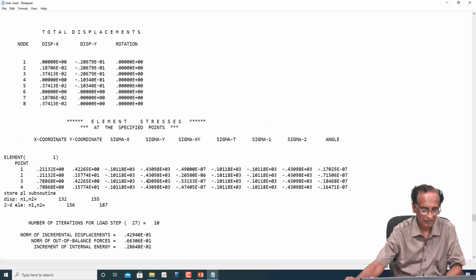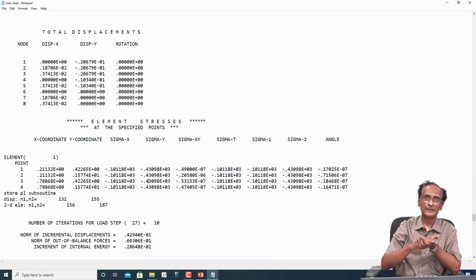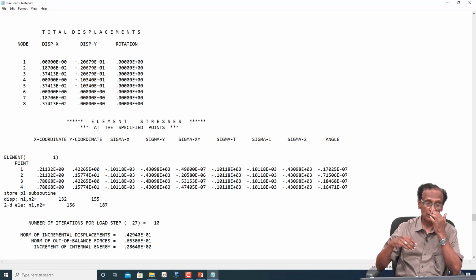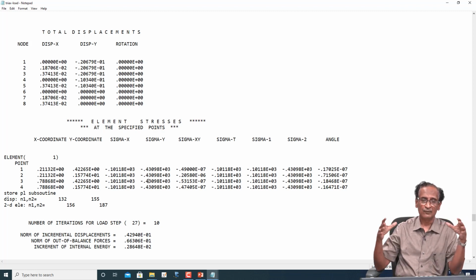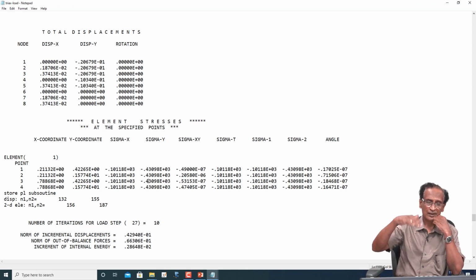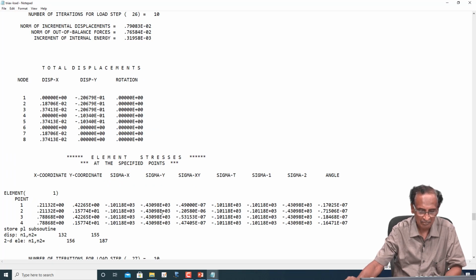The next step, the vertical pressure is increased to 430.98. Because that is the applied pressure, in the stress correction procedure, it cannot reduce it back to 426.6, because then it will violate the equilibrium, and in the horizontal direction it cannot keep the confining pressure at 100, because the vertical stress is 430. So it has slightly increased the confining pressure to 101.18.